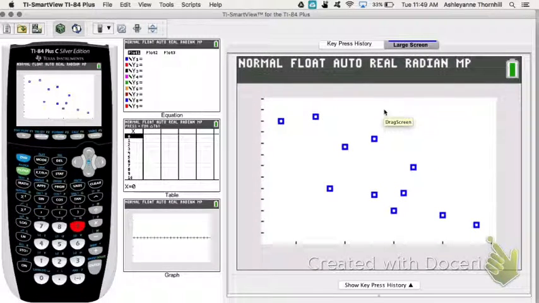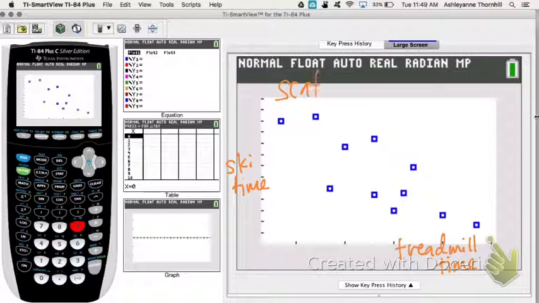So whenever I draw this, I don't need any numbers, but I do need to label my x and y axis. So what is my x axis? Treadmill time. And my y-axis is ski time. They will be picky about labeling the axes. So this is my scatter plot. Did you title the graph? No.